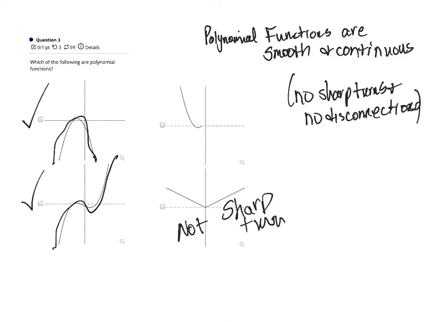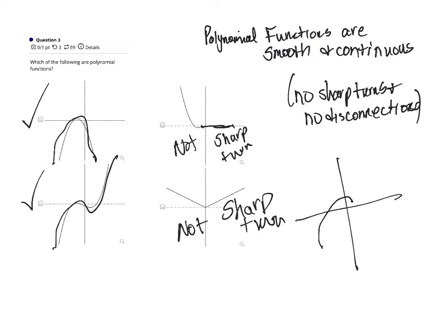This one, you can't see, but it goes right here, and then it goes this way. So it has a sharp turn there. It's not smooth, so it's sharp, not smooth. So this is not one. Now, you may also see a graph where it has something like this, and then it starts over here and goes like this. That's disconnected. So that would not be a polynomial function.